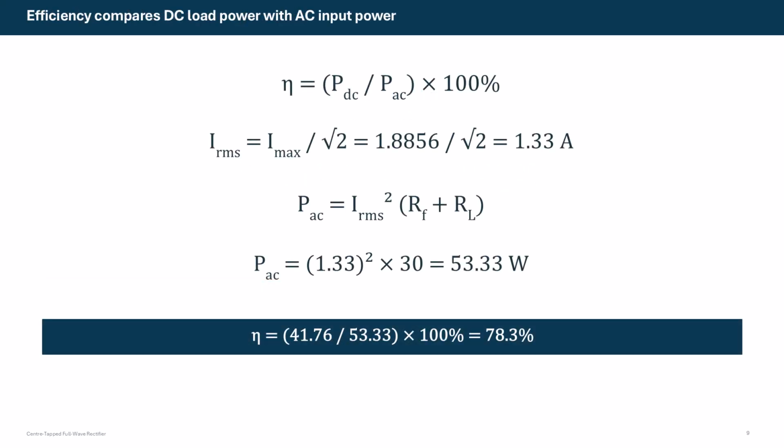Rectification efficiency is DC load power divided by AC power supplied to the rectifier load path. AC power must use RMS current. For a full wave sine, RMS current is peak current divided by root 2, giving 1.33 amperes. The DC power determined already is 41.76 watts and the AC power is 53.33 watts. Hence, the rectification efficiency is 78.3%.